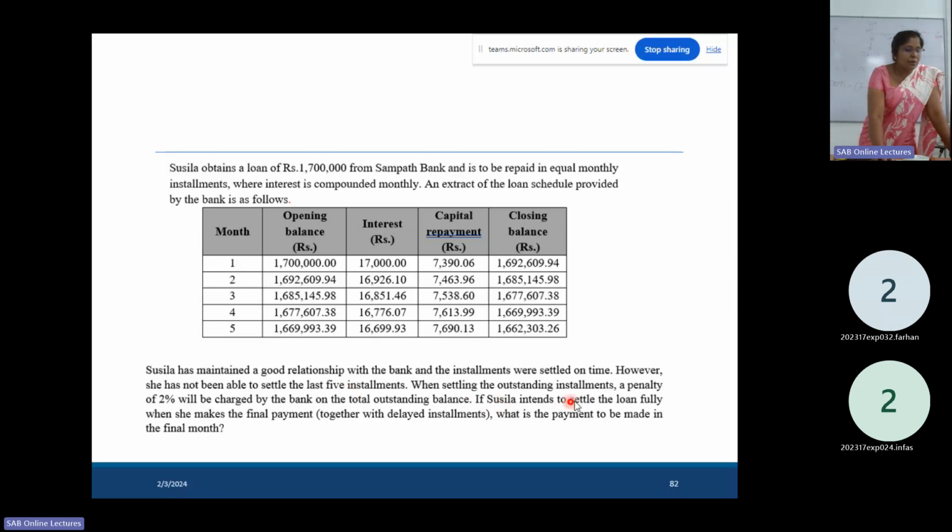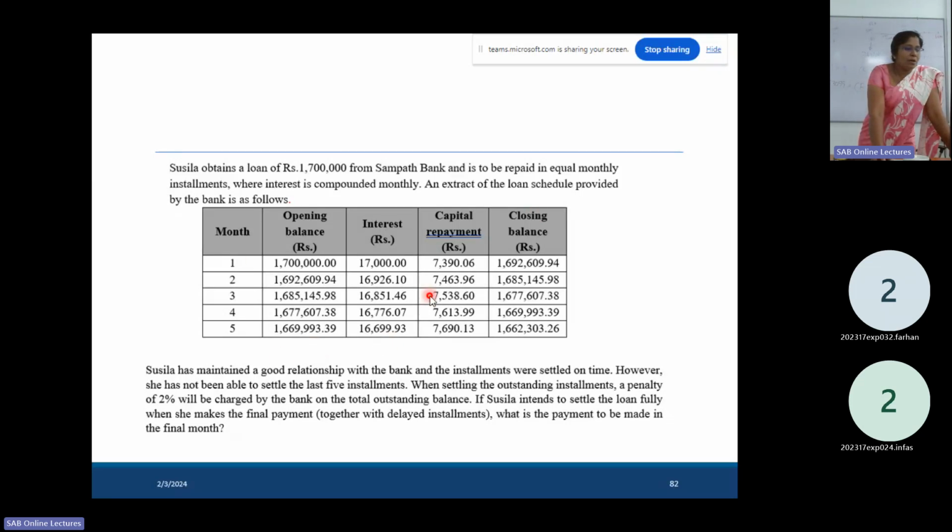When settling these outstanding installments, a penalty of 2% will be charged by the bank on the total outstanding balance. If Susila intends to settle the loan fully, when she makes the final payment together with the delayed installments, what is the payment to be made in the final installment, the final month? So again, application of the amortization schedule.